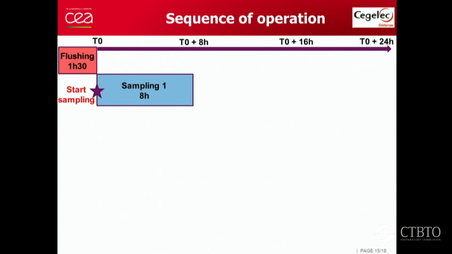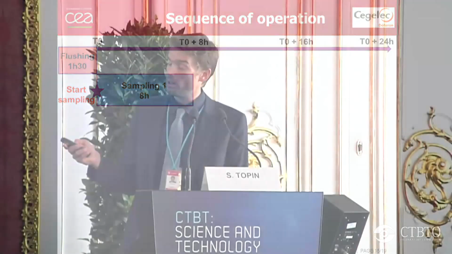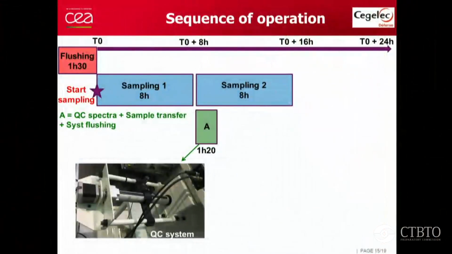The first 8 hours are for sampling 1, and the next 8 hours for sampling 2. During the sampling 2 operations, the first 1 hour and 20 minutes is used to do the quality control of the spectrometer. We use a QC system that we developed to push sources onto the detector.